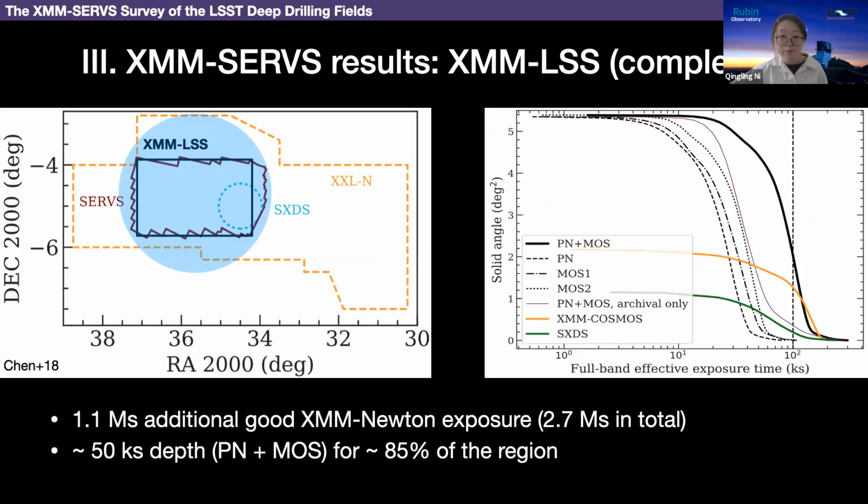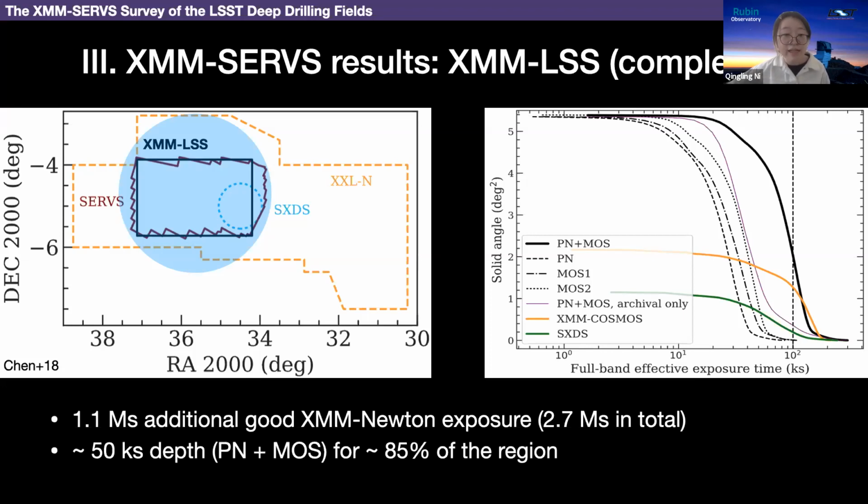So now I'm going to provide you with the results of the XMM-SERVS surveys. Our first field, XMM-LSS, has already been completed and published as Chen et al. 2018. Our XMM-SERVS survey provides 1.1 million seconds of additional good XMM-Newton exposure to this area, represented by the black square. And in this square, we reach a 50 kiloseconds depth for most of the region.